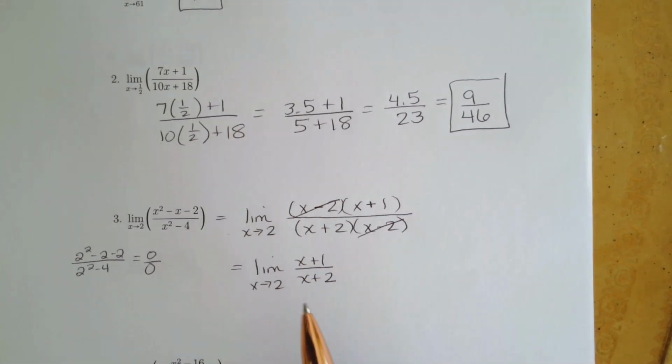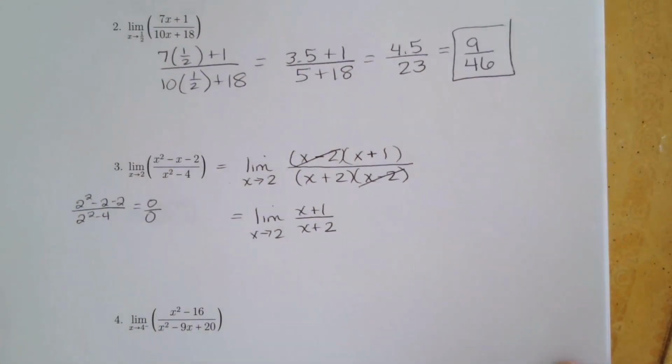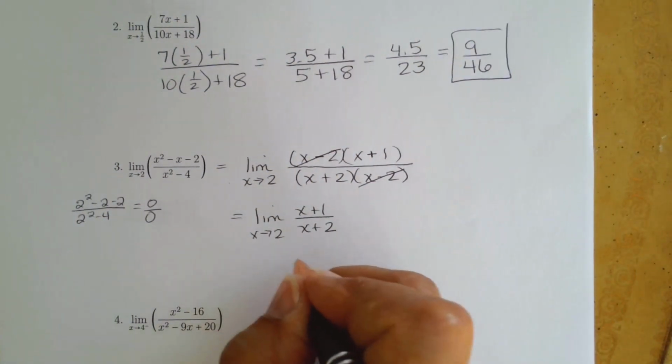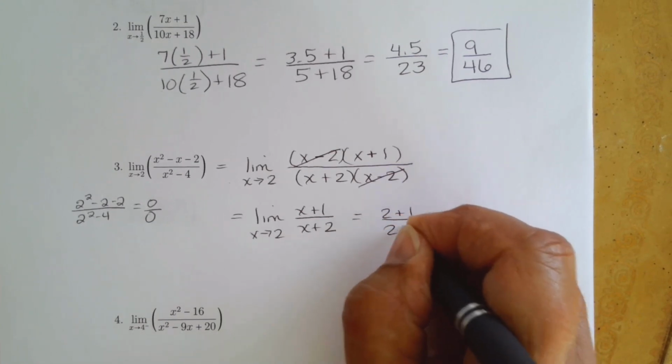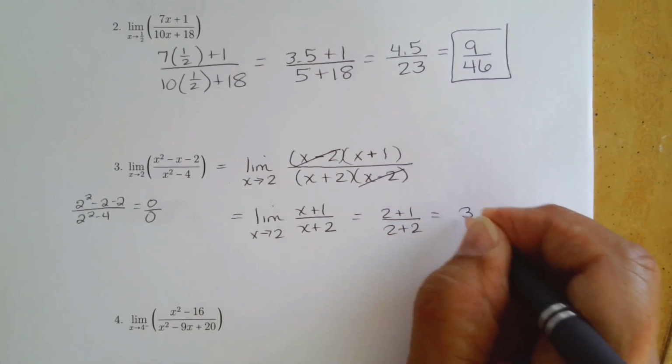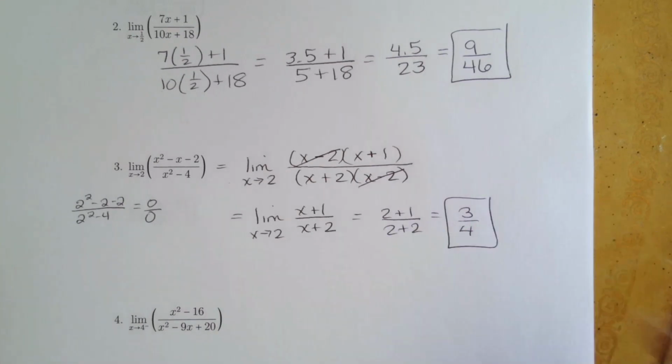All right, so now I can plug 2 in again. Now I have a simplified polynomial. So now I'm going to plug in 2 again. And as you plug in 2, then you don't need to write the limit anymore. So we're going to do 2 plus 1 over 2 plus 2. So we get 3/4. So there's your limit.